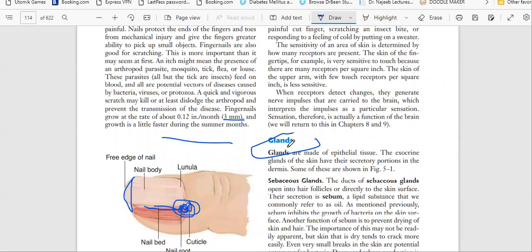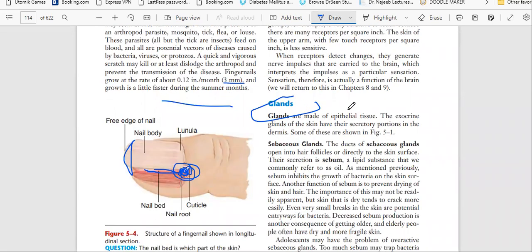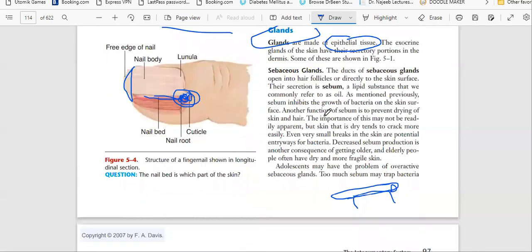Next, we will talk about glands. The glands are made up of epithelial tissue. Whichever glands secrete substances are mostly made up of epithelial tissue. The exocrine glands of the skin have their secretory portion in the dermis. Those glands are exocrine glands because they are not sending the substance into the blood plasma. They are sending the substance into the area, and that's the reason we call them exocrine glands.